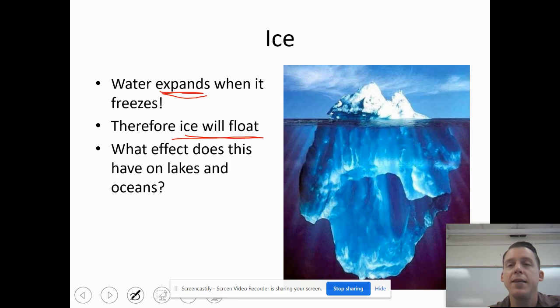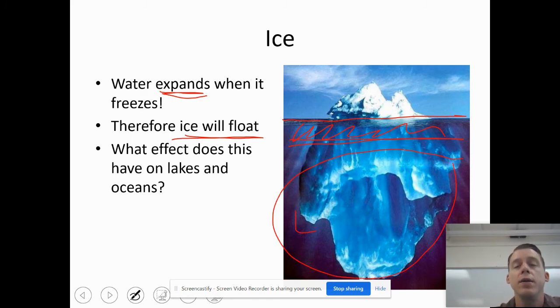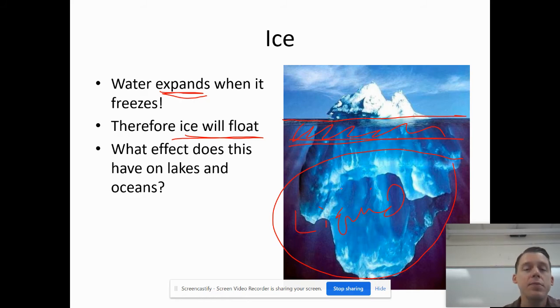This is a really big deal, especially because of lakes. This means that when water freezes in a lake, it stays at the top, and it kind of acts like a little insulator, keeping the rest of the lake liquid, allowing fish to survive even in the winter. Fish and plants.